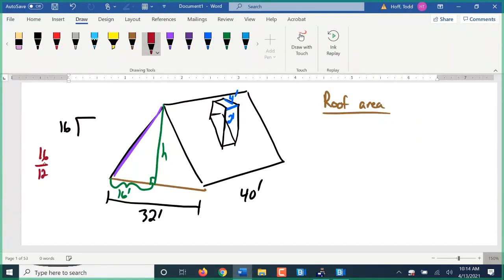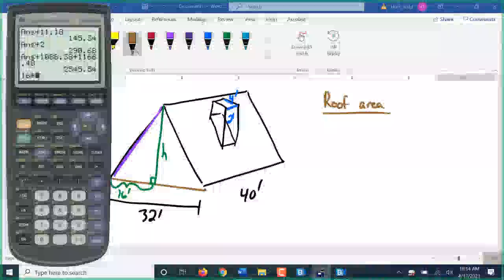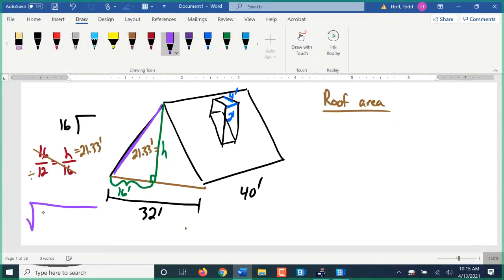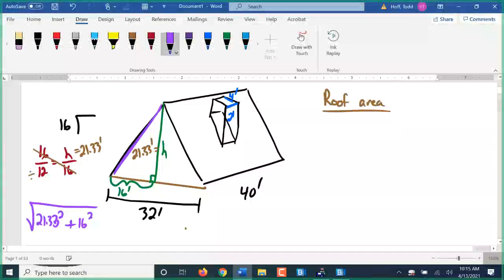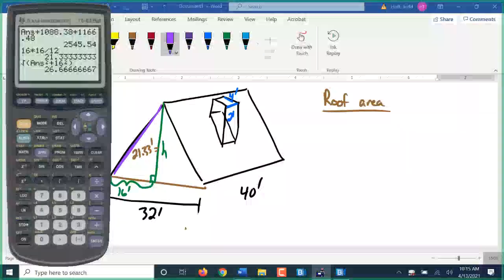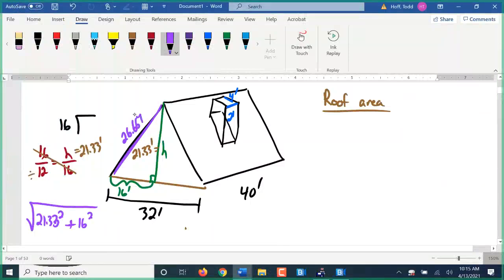16 over 12 equals h over 16. And I'll cross multiply and divide. 16 times 16 divided by 12 gives me 21.33 feet for h. And we're going to leave that as decimal feet because we're not looking for the actual measurement of the height. We're using the height to find something else. In this case, that slope. That slope will be the square root of the 21.33 squared plus the run of 16 squared. So second square root of that previous answer squared plus 16 squared, and close up my square root. Giving me 26.667 feet is that slant.